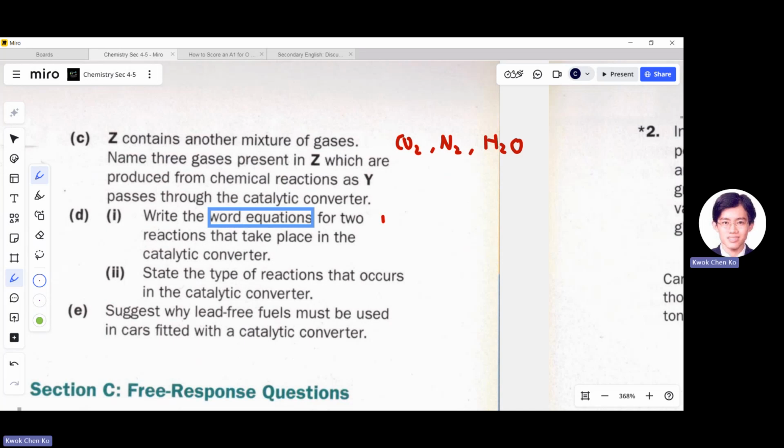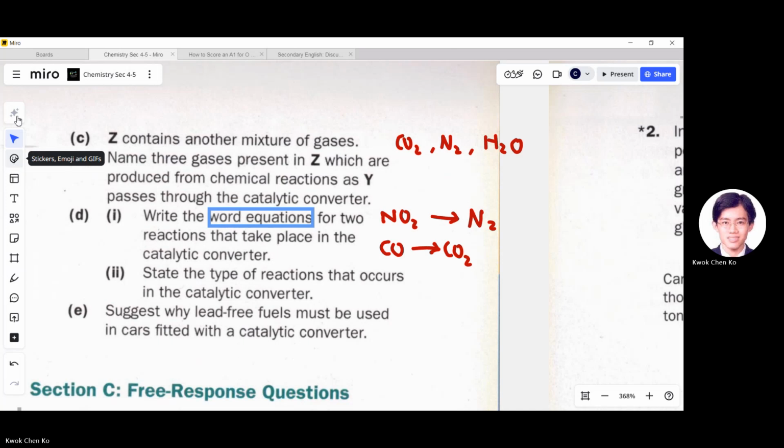Nitrogen dioxide gets reduced to nitrogen gas. Okay. And carbon monoxide oxidizes to carbon dioxide. Well, of course, as the name implies, you're supposed to spell them out. Word equations. Nitrogen dioxide becomes nitrogen. Carbon monoxide becomes carbon dioxide. Okay, so yeah, of course, no need to balance. Type of reactions that occur. This one, I mentioned the answer just now. So your answer is redox.